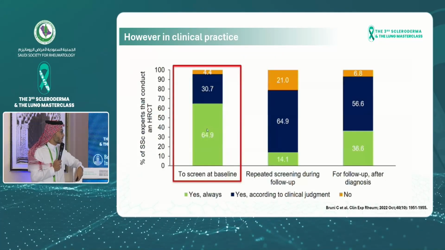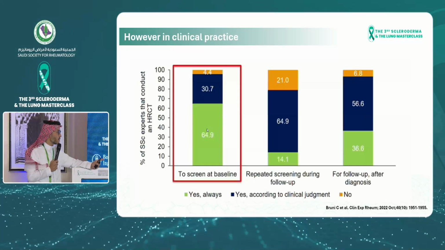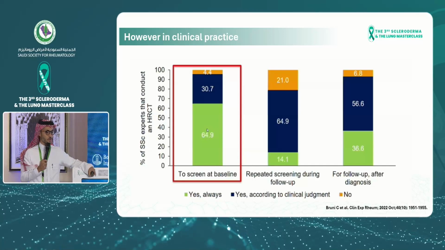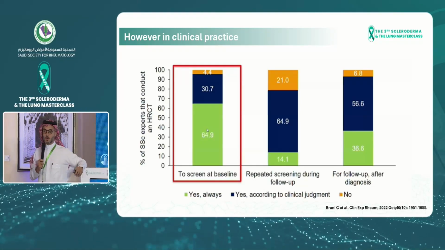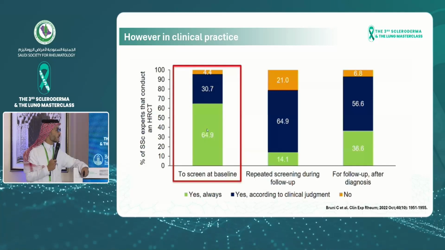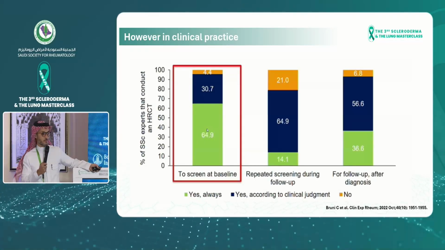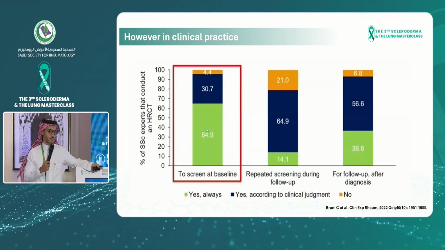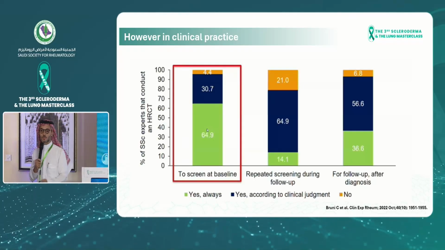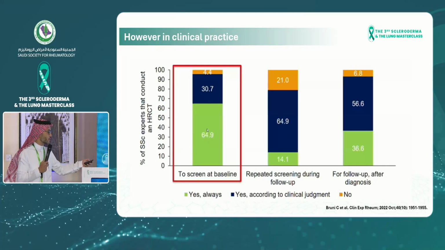But what's happening in clinical practice actually? This is a survey of 200 physicians from scleroderma referral centers in different parts of the world, US, Canada, North America, Australia, Europe, and actually only 64% do HRCT at baseline. 30% do not do HRCT at baseline, they do it based on clinical judgment. And 4% actually do not do any HRCT at baseline.